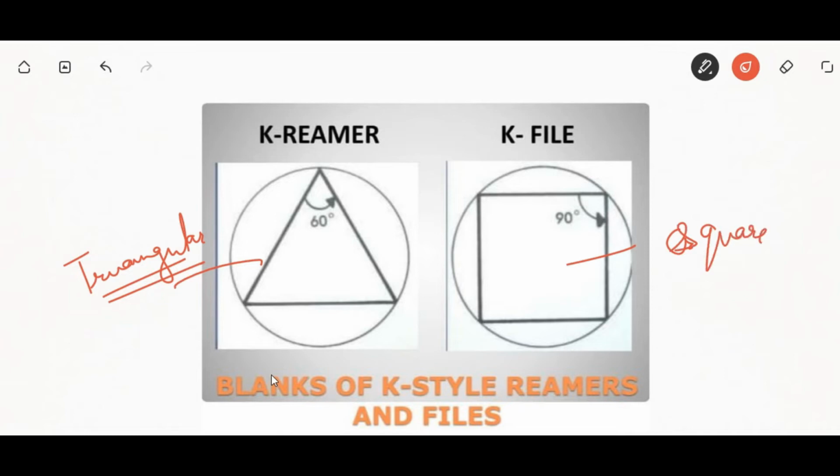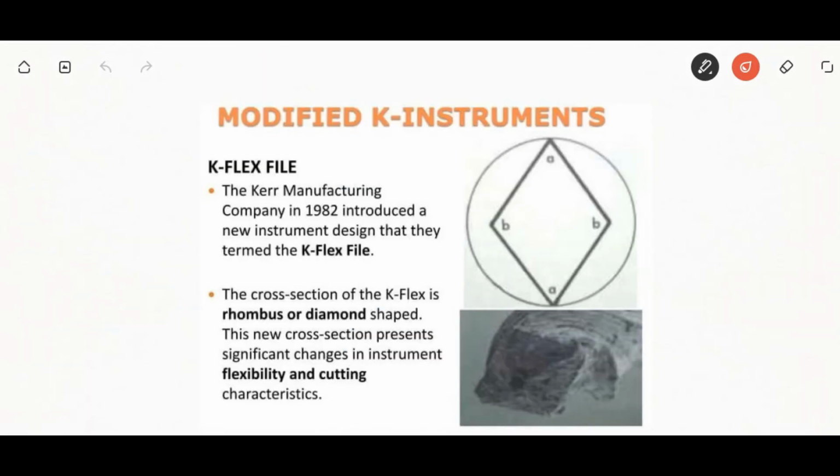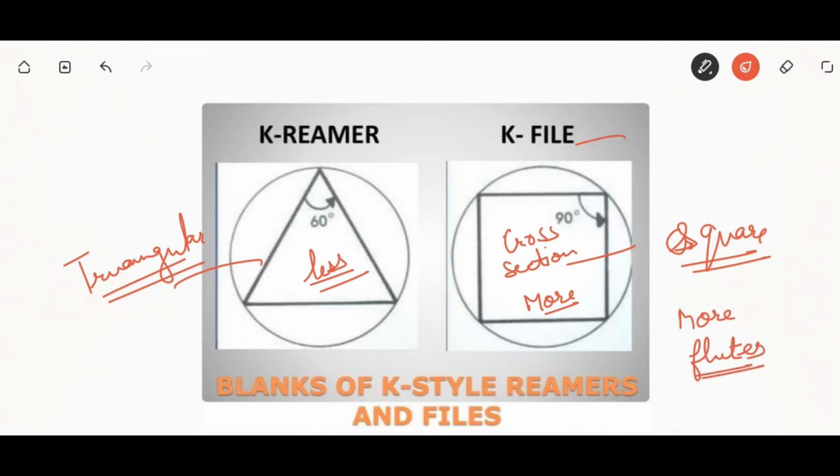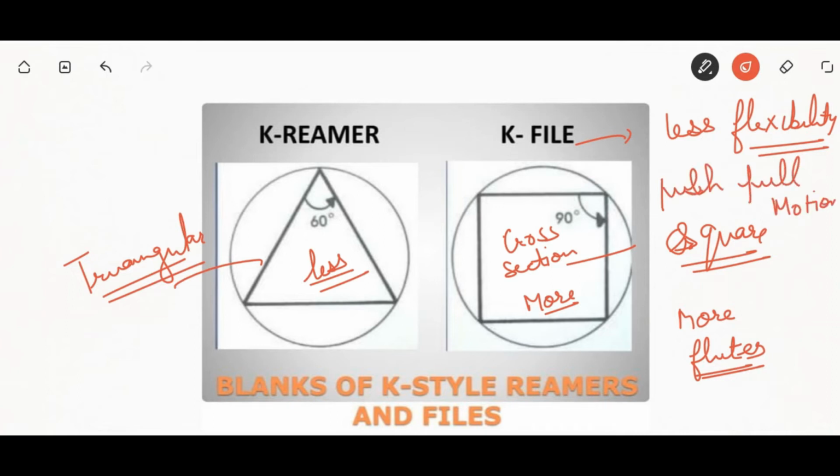The area of cross section in the files is more, the flutes are more in the files, whereas in the reamers the number of flutes is less. The files have lesser flexibility, whereas the reamer has more flexibility. In a file we use the push and pull motion, whereas in a reamer we use rotation and retraction motion. The file preparation shape is usually ovoid, but for the reamers the preparation shape is round.